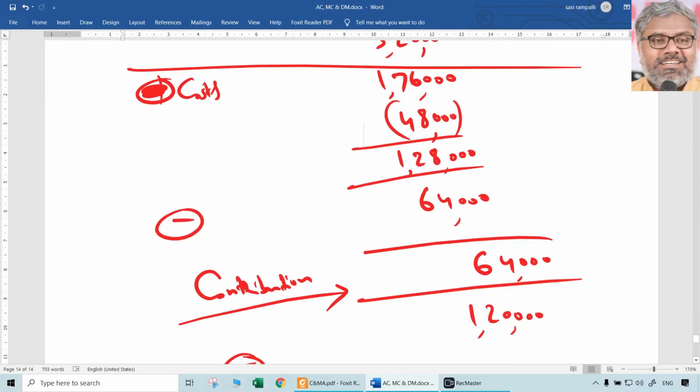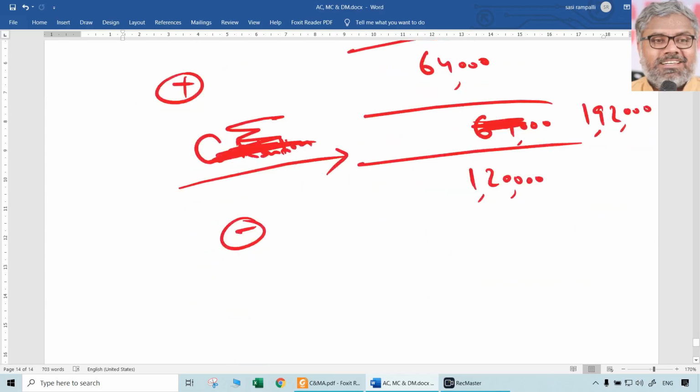176,000 is the variable cost. Deduct closing stock and add to get variable cost. 128 plus this is wrong. This is not contribution at all. This 128 is cost. How can it be contribution? So 128 plus 64,000 is variable, total variable cost we can say.